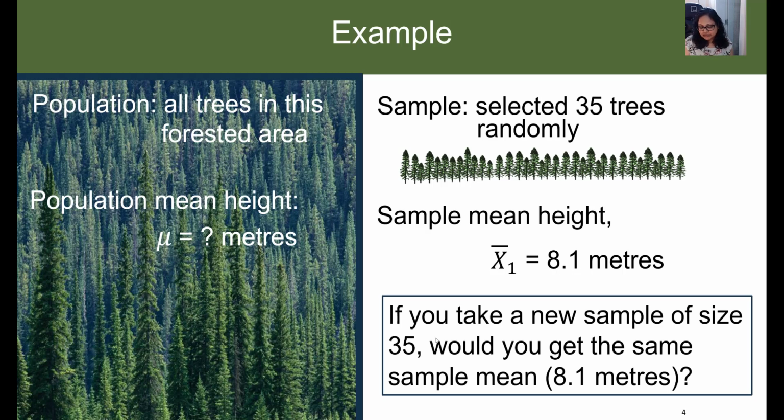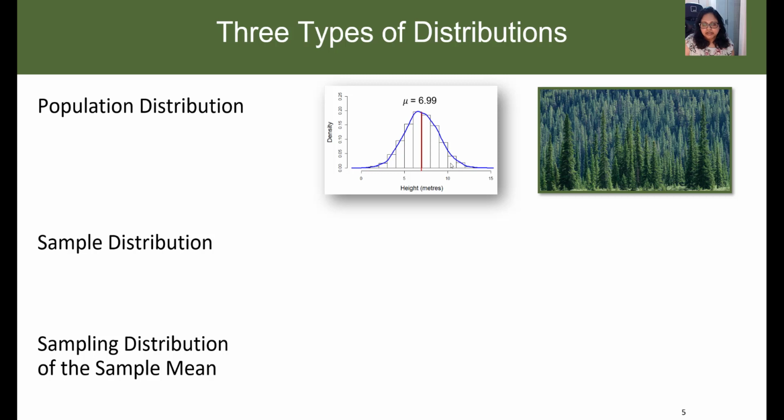If I take a new sample of size 35, not these trees, we don't know whether these trees will be selected or not, would we get the same sample mean? Maybe, maybe not, right? We are not sure. So then we need to talk about three types of distribution in there.